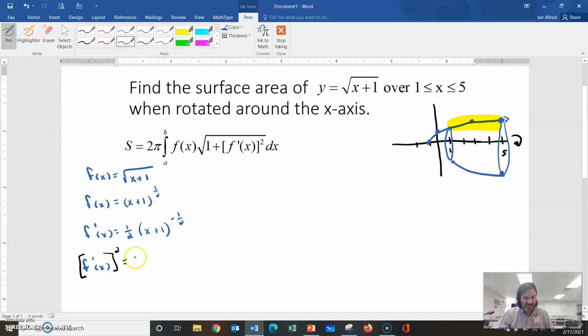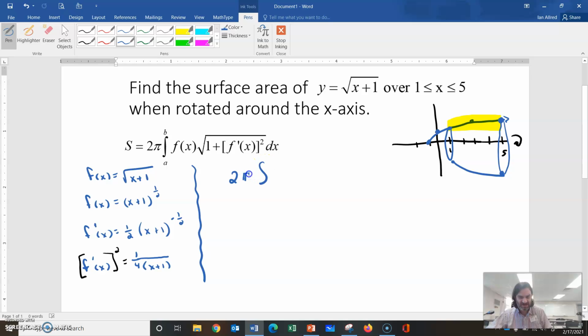And that will give me 1/4, and that'll be x plus 1 to the negative 1. So I'm just going to put it on the bottom as x plus 1, since it'll be to the negative 1. But that gets rid of the root. Now we've got all the pieces, so let's start dropping them into our integration formula here. So it'll be 2 pi.